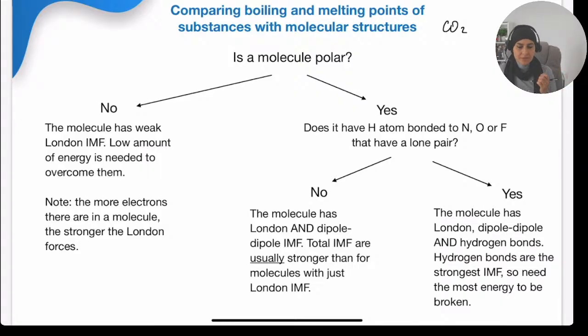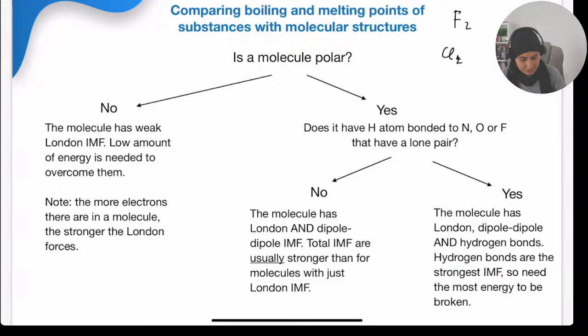That's it. It depends on the number of electrons, though. The more electrons, the stronger the London forces. For example, if we were to compare the boiling point or melting point of F2 and Cl2, are they polar? No. So they both have weak London forces between molecules, but chlorine has more electrons, so it has stronger London forces, so more energy is needed to overcome London forces between chlorine molecules than between F2 molecules.